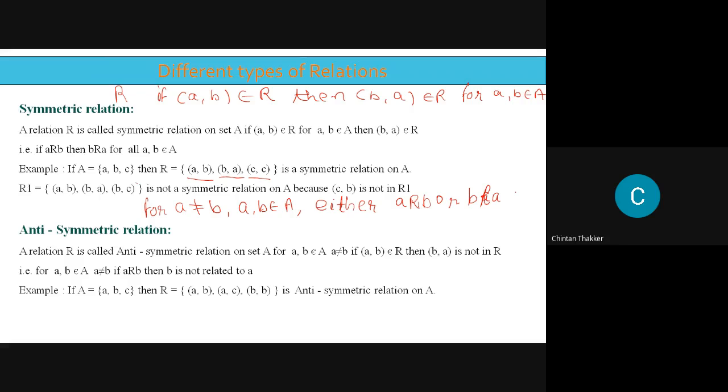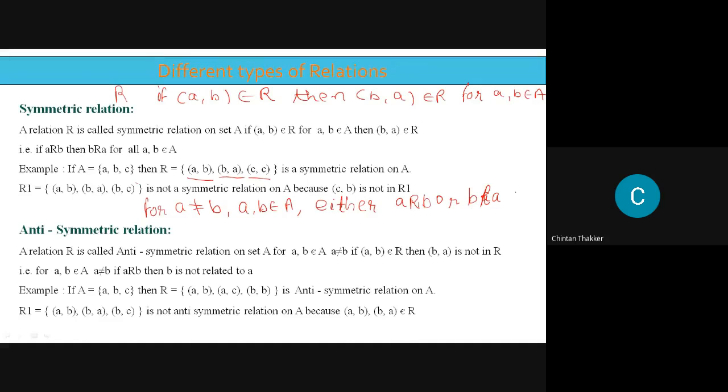So here the reverse pairs of AB and AC are not in R, therefore R is an anti-symmetric relation. Here A is related to B, A is related to C, but B is not related to A and C is not related to A. So therefore, R is not a symmetric relation.